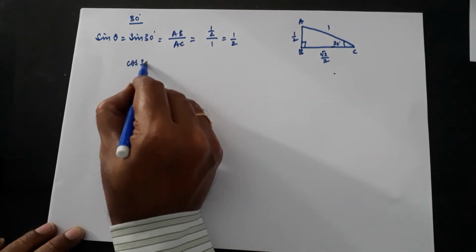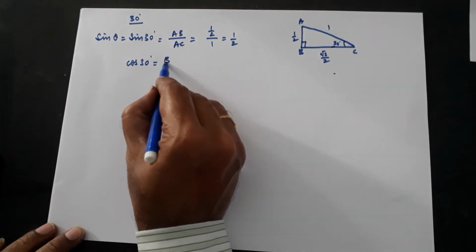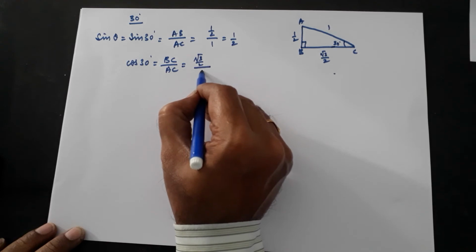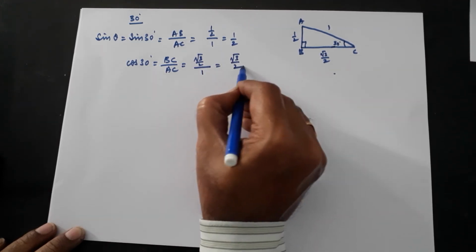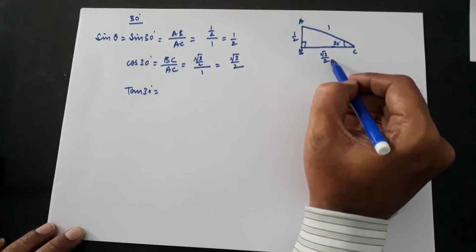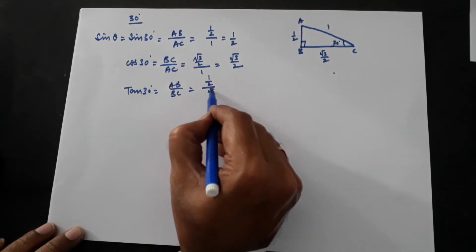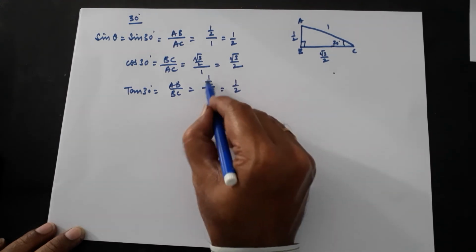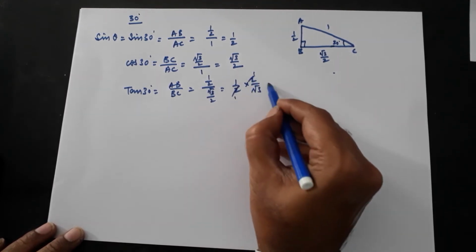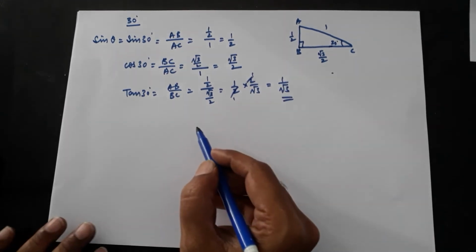Similarly, cos 30: adjacent to the angle is BC, so BC by AC, the hypotenuse. BC is root 3 by 2, by 1, which is root 3 by 2. Okay, tan 30. Tan 30 is opposite by adjacent, which is AB by BC. AB is 1/2, BC is root 3 by 2, so it is 1 by 2 into 2 by root 3. The 2s cancel, which will be 1 by root 3. Okay, this is tan 30.